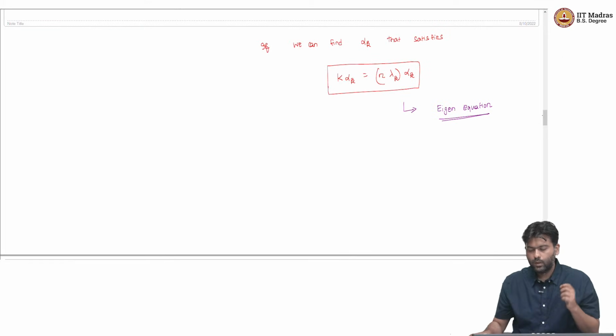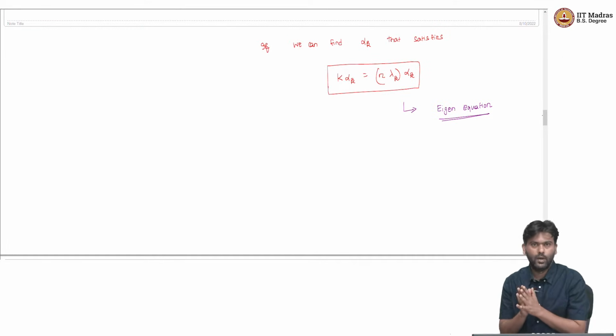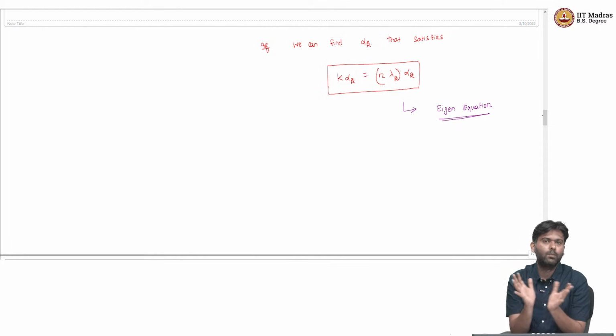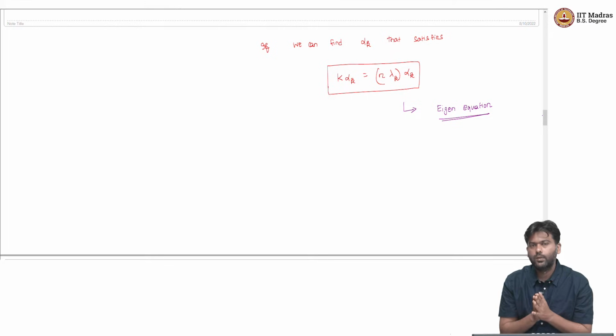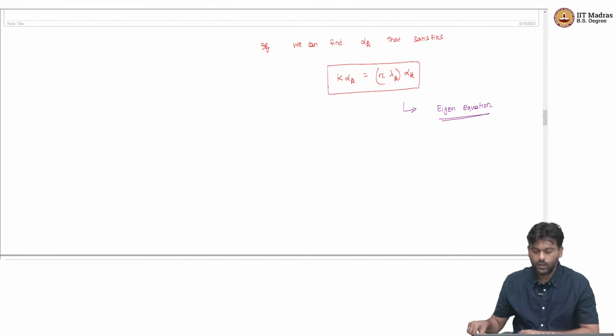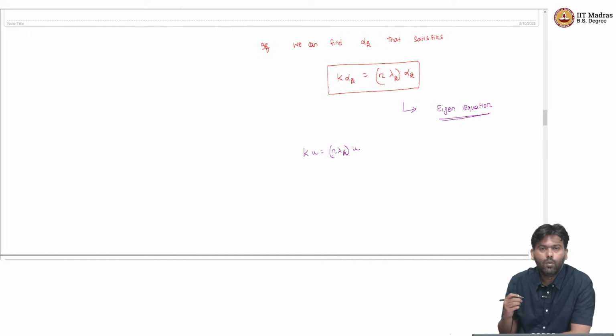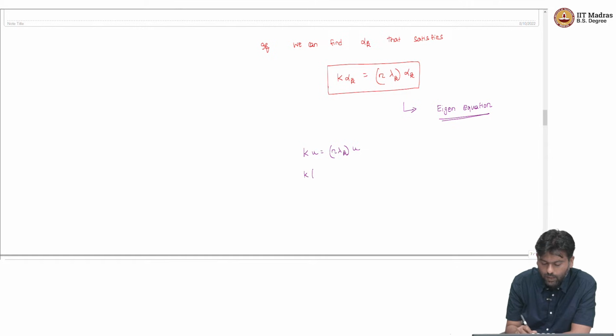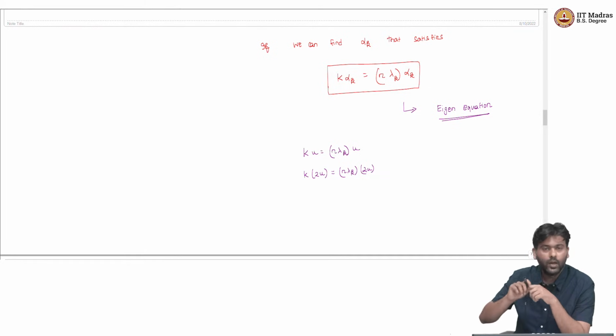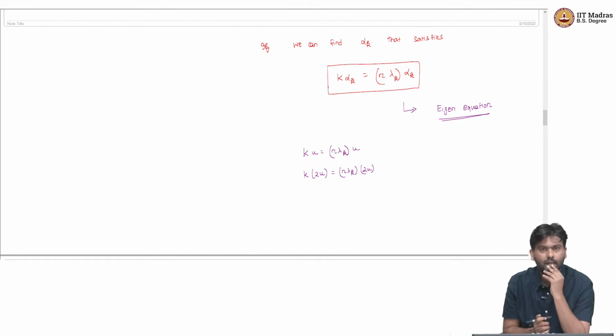Now, let us say I give you an alpha k, something that I claim satisfies this equation. Let us say I give you some vector u and it satisfies K u equals n lambda k u. Now, is this u unique? No. I can do K times 2u, which will satisfy n lambda k times 2u. What does this tell us? That I can scale this u by any number and it will still satisfy this equation.